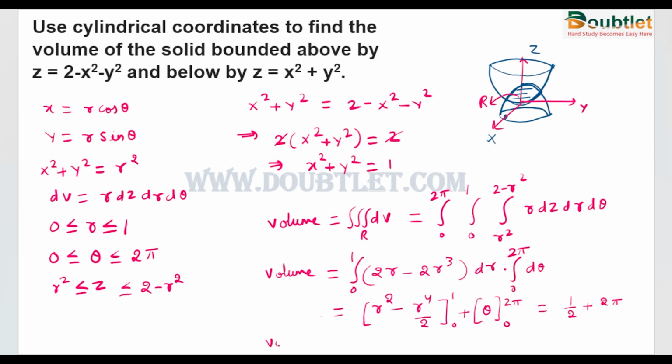So the volume we can write as 1 plus 4 pi divided by 2. That's how we have solved this question.